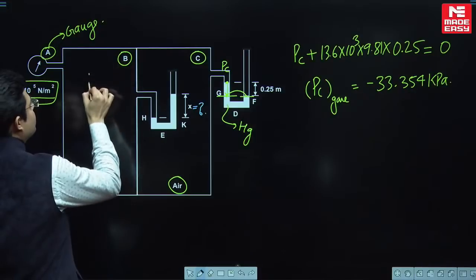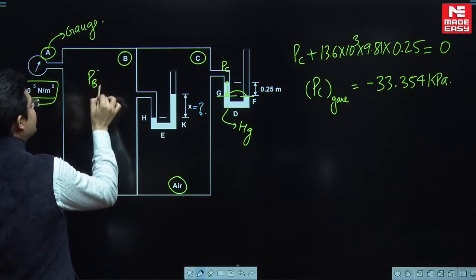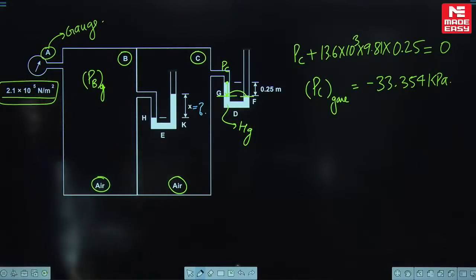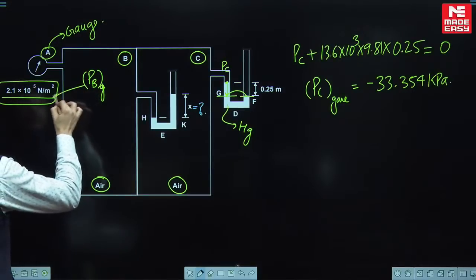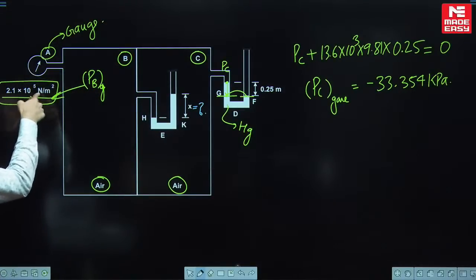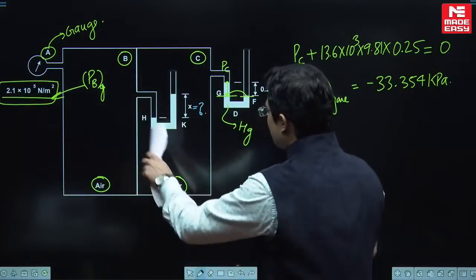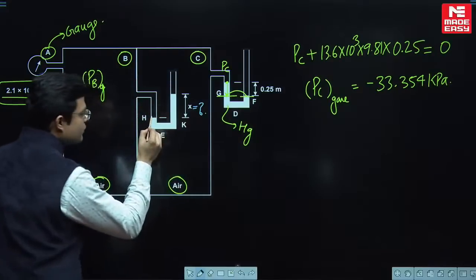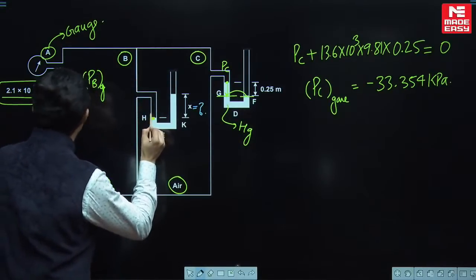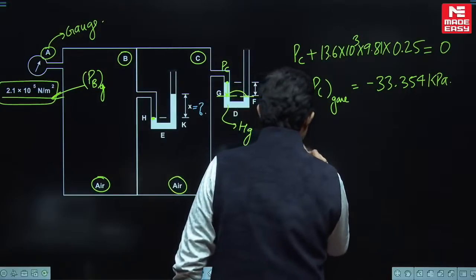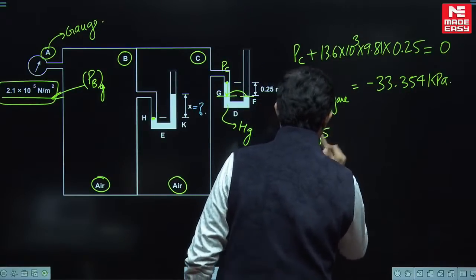Wonderful. Now once the pressure of this chamber is known, let us again apply manometry over this manometer. Let the pressure of this chamber be some PB, gauge pressure. We are doing all our calculation in terms of gauge, and the gauge pressure of this chamber is already measured by this device, which is 2.1 into 10 to the power 5. So therefore here, my dear students, look at the board. Here the pressure is 2.1 into 10 to the power 5 gauge.